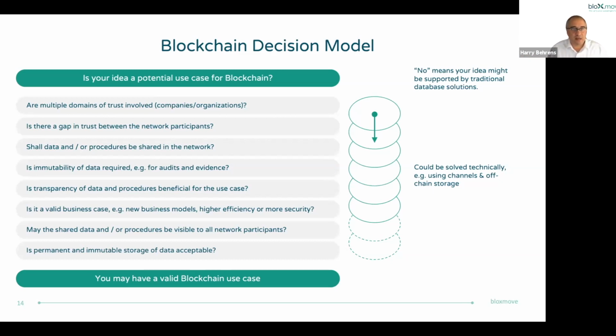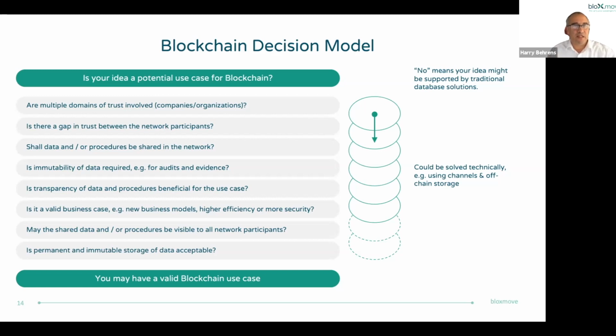May the shared data and procedures be visible to all network participants? That goes again on the whole transparency thing. Yes, you can hide the content of the data, but basically the rough patterns and the overall transactions that are being conducted in your network, to some degree or the other, it lies in the nature of a peer-to-peer system. It's pretty much out in the open. And of course, is permanent immutable storage of the data that you put on there acceptable or not?